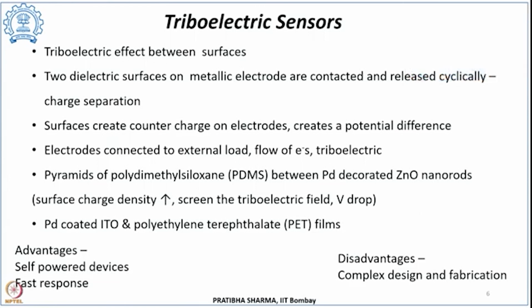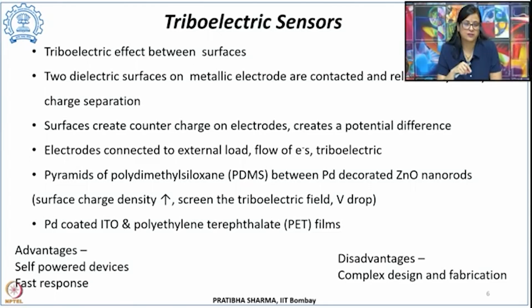Another class of sensors is triboelectric sensors. Now the triboelectric sensors are based on the triboelectric effect between two different surfaces. So if there are two dielectric surfaces on a metallic electrode, they are contacted and then released cyclically, and because of that a charge separation occurs. Now depending upon the electron affinity, one of the surfaces may acquire charge and get negatively charged, and the other surface may lose electrons and get positively charged.